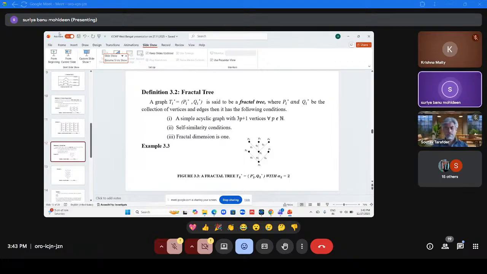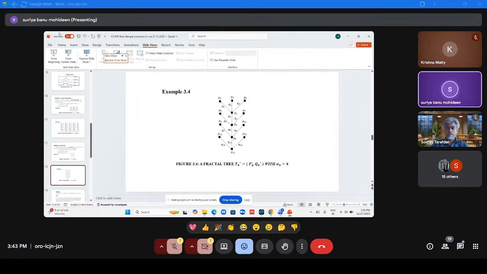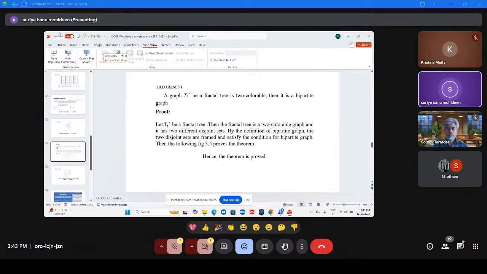The third one is that the fractal dimension is 2. I have given the example of a fractal tree with alpha 2 is equal to 2. I have given the next example, alpha is equal to 4. Then I have given the theorem also. Every tree can be denoted as a bipartite graph. Here my fractal tree is also denoted as a bipartite graph.